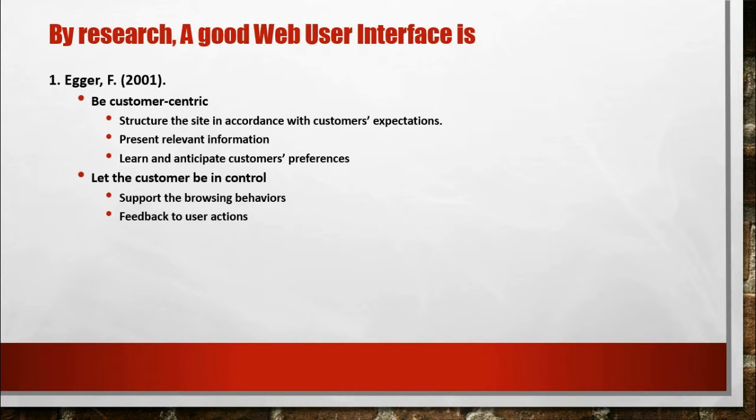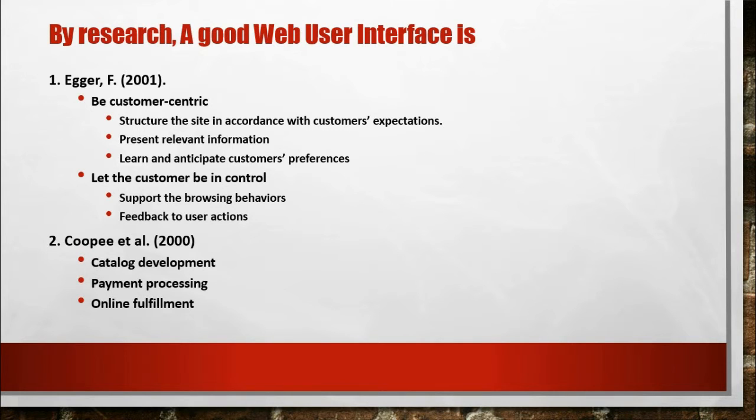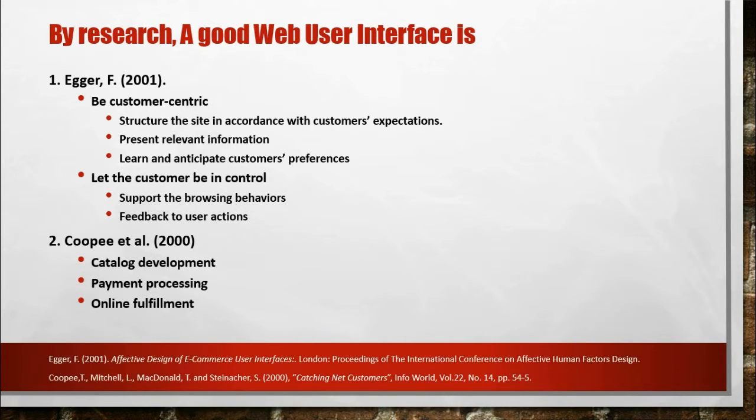Now, let's discuss the user interface in the light of the research. A good user interface is described by a number of authors in websites, journals, and articles. Eager suggested that a user interface should be customer centric. He means to say: structure the site in accordance with the customer's domain model and expectations, and present information in a way relevant to the customer. For example, thoroughly test localized systems, learn and anticipate customer preferences, like personalization over time. It also says to let the customer be in control, support the browsing behavior, and give feedback to the user's actions.